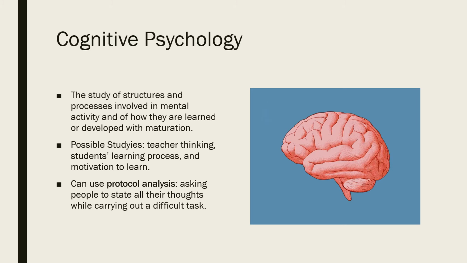Oftentimes, the way cognitive psychology is used is through protocol analysis. Protocol analysis refers to asking people to state all their thoughts while carrying out a task. So for instance, you could ask someone to compose 5 measures of a piece in C major, and then while they're doing that, you would have them state everything that they're thinking. This helps us look into how the brain is processing things and what's happening in their thought process.